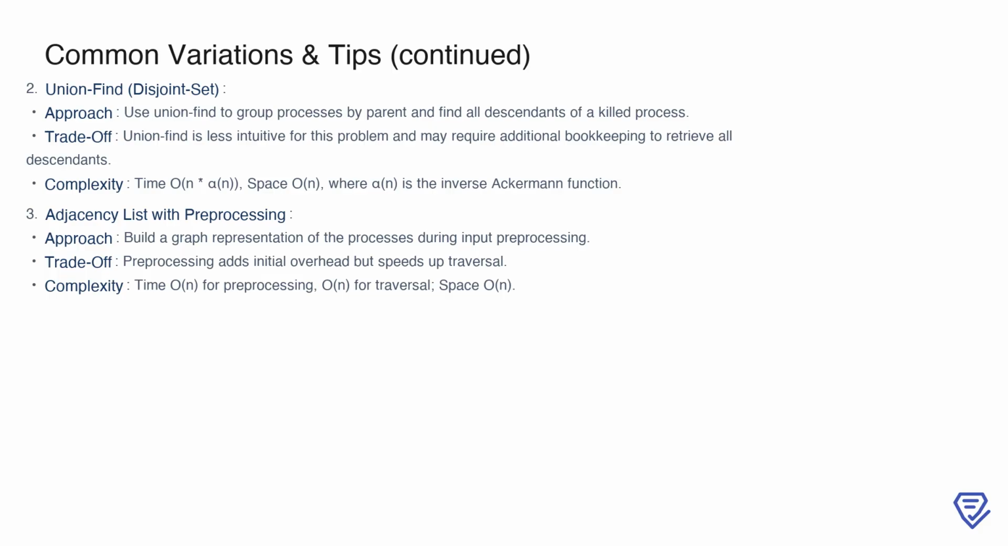Finally, an adjacency list with pre-processing can be a very effective strategy. By building a graph representation of the processes during pre-processing, you can traverse the data much more efficiently. Although pre-processing adds some initial overhead, it significantly speeds up traversal, making it ideal for large datasets. The overall complexity for this approach is O(n) for pre-processing and O(n) for traversal, with space complexity also at O(n). Each method has its own trade-offs, so select the one that aligns best with the problem's constraints and requirements.